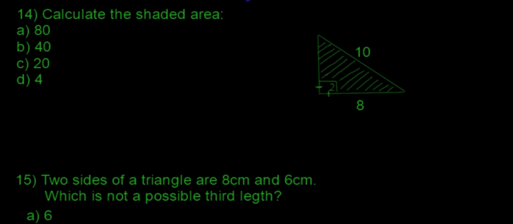Next question. They're saying calculate the shaded area. The shaded area of this triangle is basically everything, take away this small square. How do I know it's a square? The tick marks over here are telling me that it's a square. So the entire triangle, take away the small square. So let me work it out.